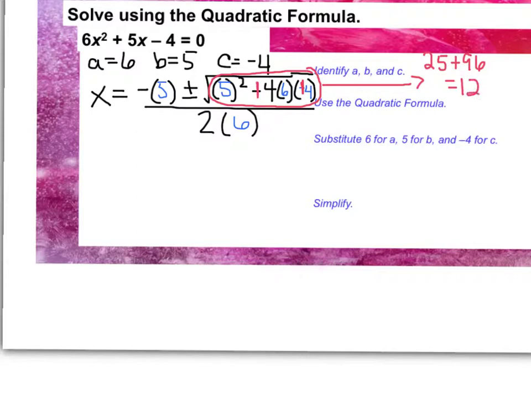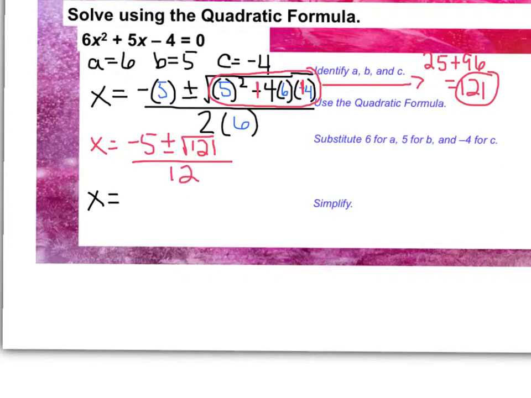121. Now I'm going to replug just this part back in, and I have x equals negative 5, because negative times 5 is negative 5, plus or minus the square root of 121. See how nice that is? Now I'm putting it back in, and then I've divided by 12. So let's keep going. We have x equals negative 5 plus or minus 11, divided by 12.